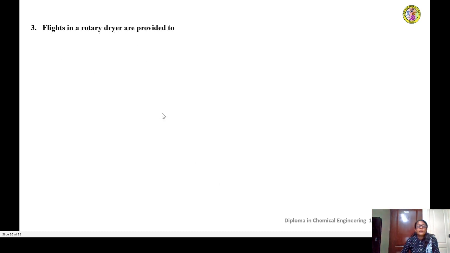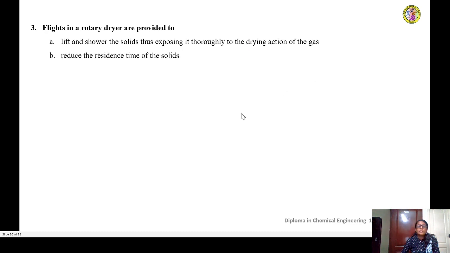Flights in a rotary dryer are provided to lift and shower the solids, thus exposing them thoroughly to the drying action of the gas; reduce the residence time of solids; increase the residence time of the solids; none of these. The flights' main objective is to establish thorough contact between the drying gas and the wet feed material. So option A is the right option.